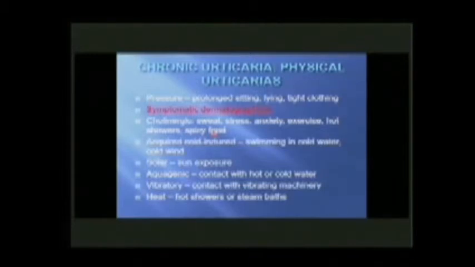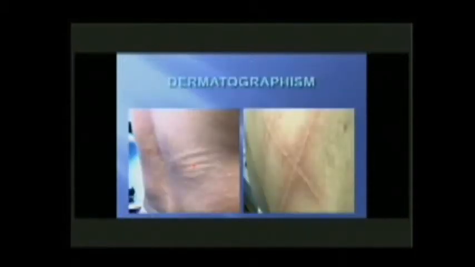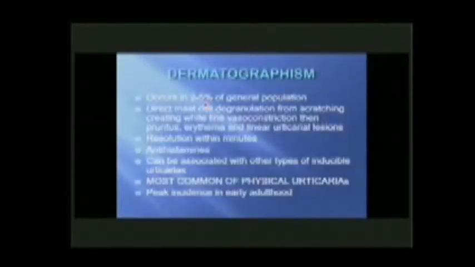The next classification of physical urticaria is dermatographism. As in our graph, the majority of cases of physical urticaria manifest as dermatographism. These patients come in with dramatic lesions on their skin, especially in areas that they scratch, touch, or irritate. It affects 2 to 5% of the general population and results from direct mast cell degranulation, usually from scratching. The initial lesion is a white line caused by vasoconstriction, followed by pruritus and erythema with linear urticarial lesions. It resolves within minutes, so sometimes you can have the patient demonstrate it during the clinic visit, and by the time the visit is over, the lesions have disappeared.